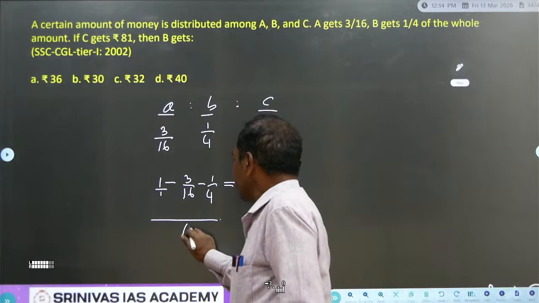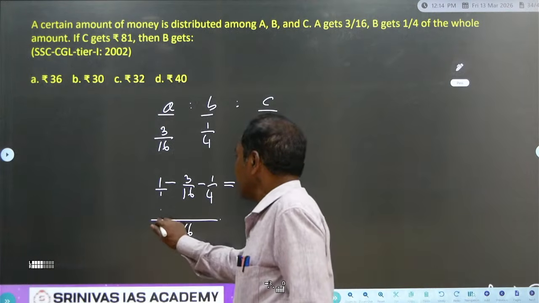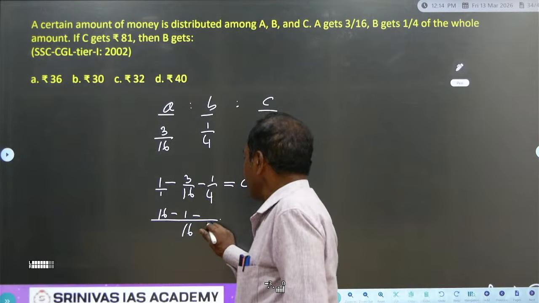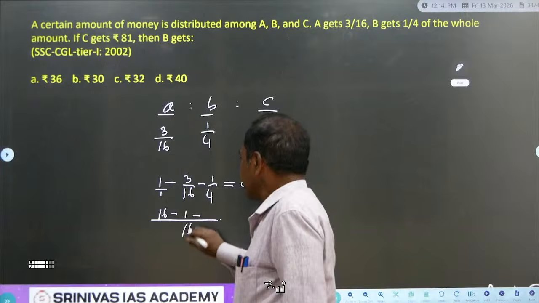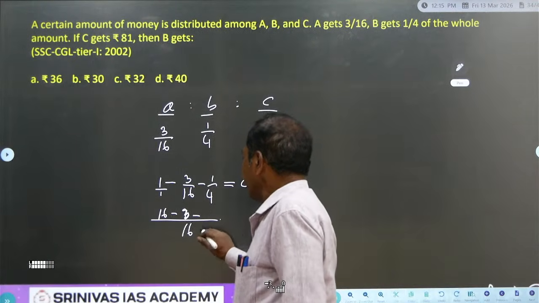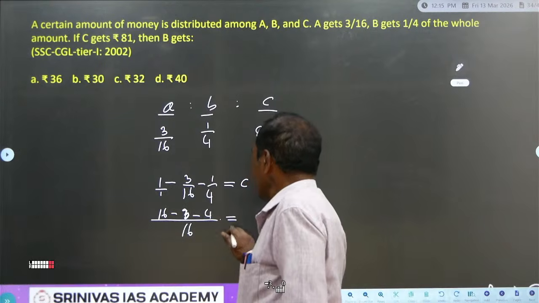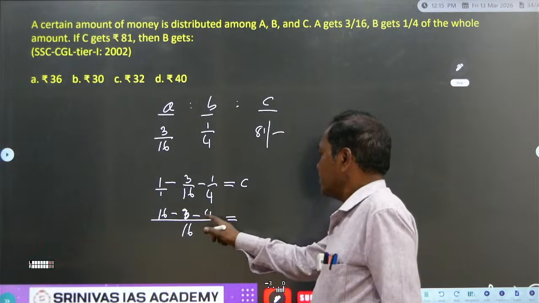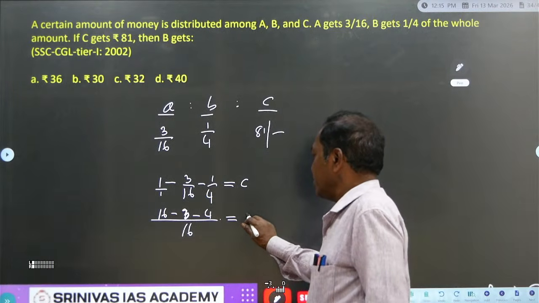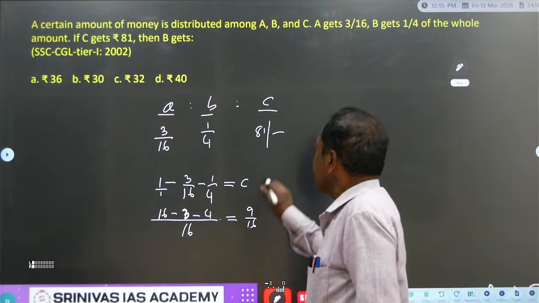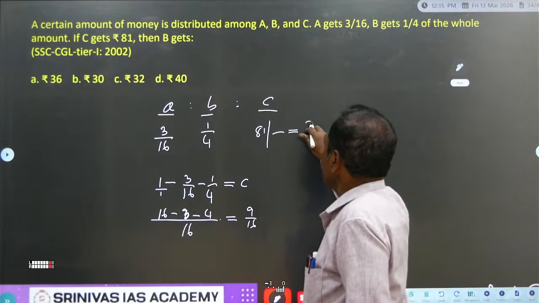It means nothing is there, so you can take 1. What is the LCM of these three numbers? 16. And 16 minus this one, minus 4. 16 by 1, 16, 3, no? 16 by 4, 4, right. And now what is this? 16 minus 3 is what? 13 minus 4, sorry, 13 minus 4, 9 by 16. This is equal to 9 by 16.